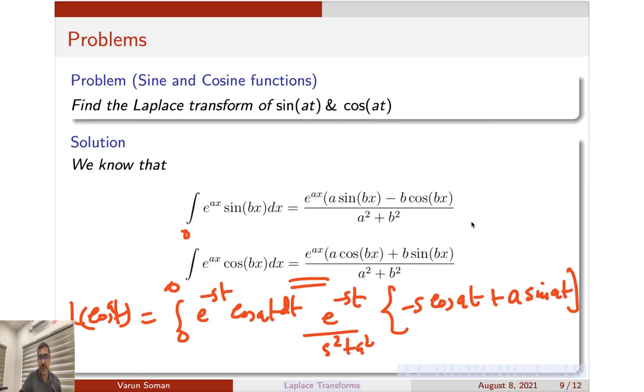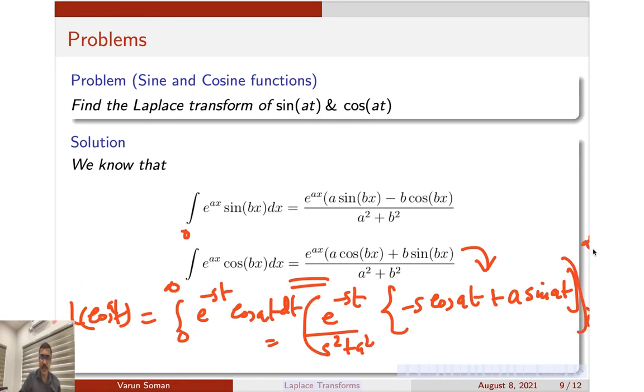Okay, so using this definition itself, I am writing it. Look at the definition, look at A and B, and write it carefully. Here your A is minus s and your B is a. So you have minus s cos at plus a sin at. Using the definition, I am writing it here, and now you apply the limits from 0 to infinity.